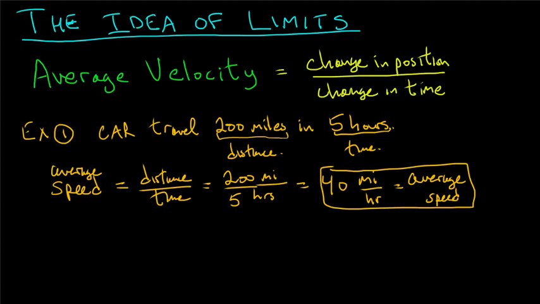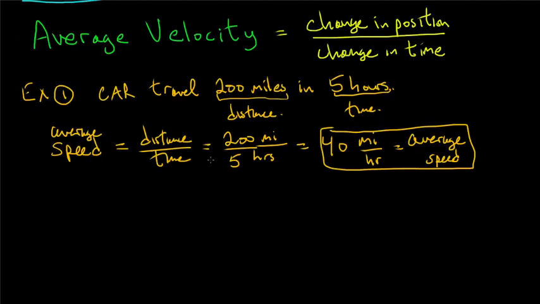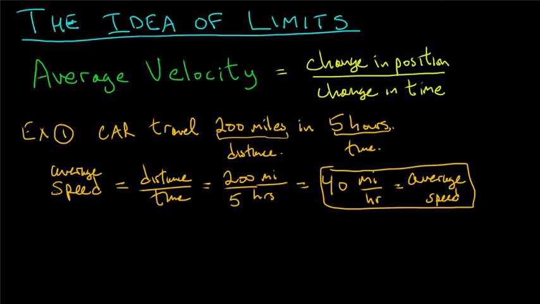So notice that I changed the word velocity to speed here, and maybe I should clarify that. A lot of people just use them synonymously, speed and velocity. Velocity might just be a fancier word for speed. But mathematically, they mean something a little bit different. Speed is the distance divided by the time, and velocity is the change in position.